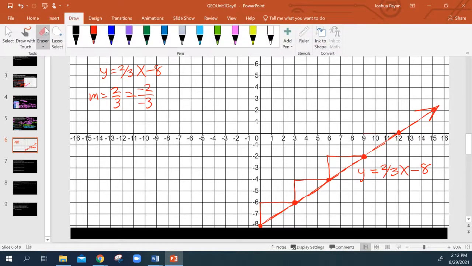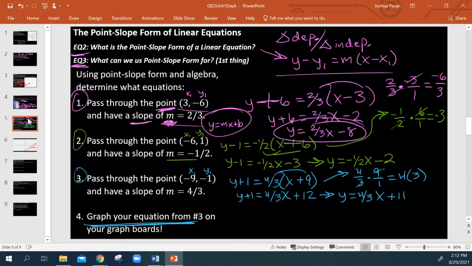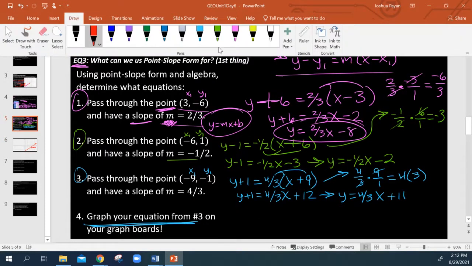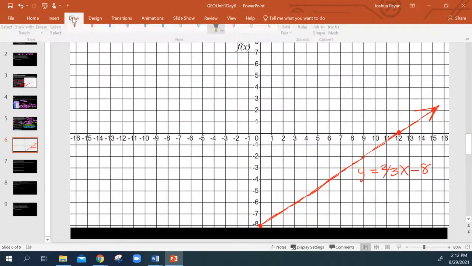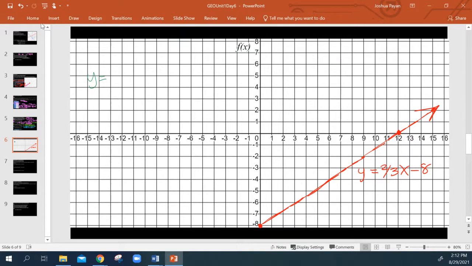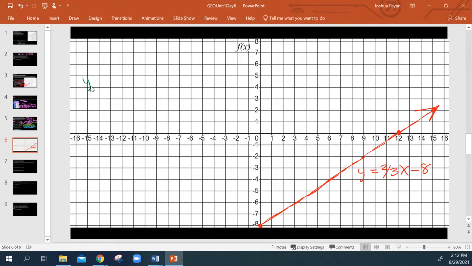Okay, so let's do another example from our previous little problems. I'm going to go ahead and do the one in green now. So y equals negative half x minus 2. That's no good, let's change that setting here. So y equals negative 1/2 x minus 2. That means my y-intercept is here at negative 2, and my slope is equal to negative 1 over 2, or 1 over negative 2.